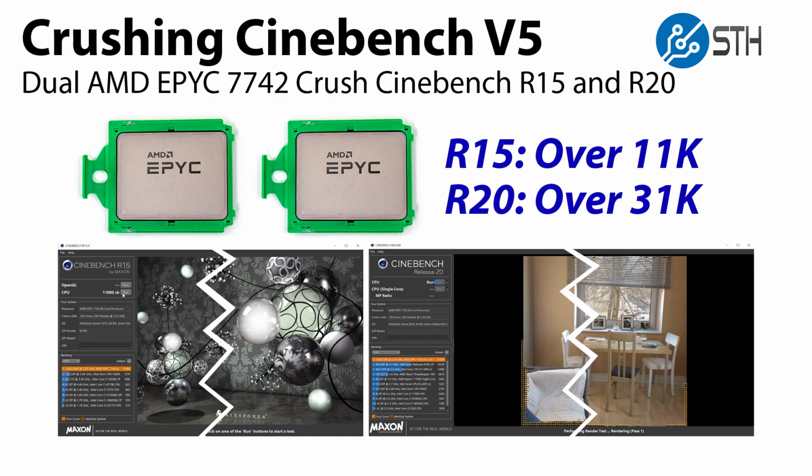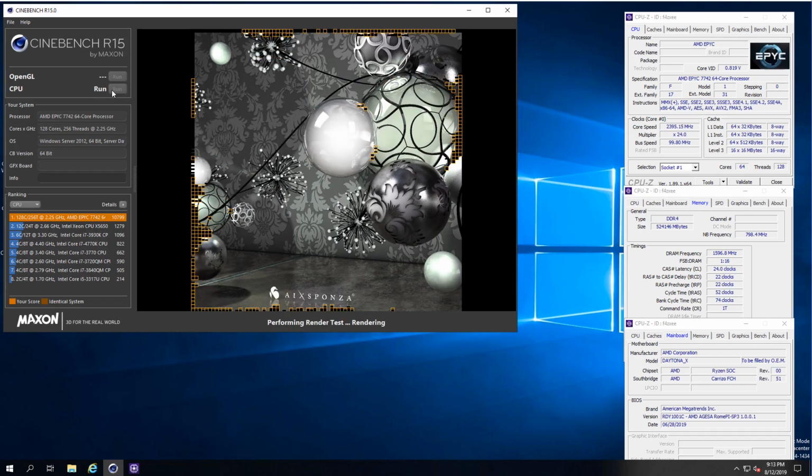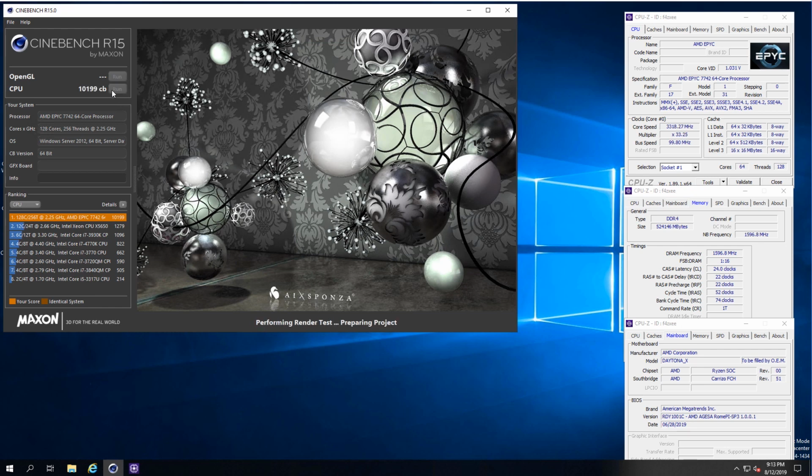Today, we're going to take two AMD EPYC 7742 processors, which each have 64 cores and 128 threads, and we're going to run them on Cinebench R15 and Cinebench R20, and we're going to get some pretty big numbers. And of course, running Cinebench on this level of CPU is insane. It really shouldn't be done, and it's pretty much not a really worthwhile benchmark, but we did it anyway just because we have the series going.